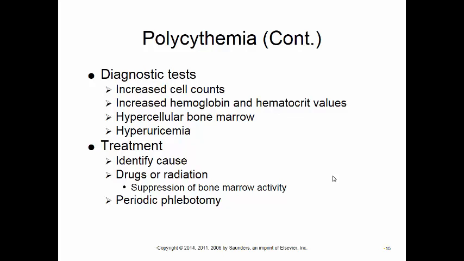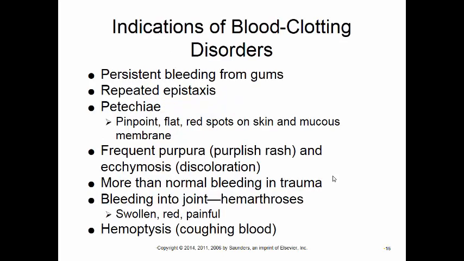Treatment: identify the cause, whether it's the bone marrow or the erythropoietin, which could indicate a tumor. You can treat with drugs and radiation, which help suppress the bone marrow activity. And also periodic phlebotomy, where we drain off some of the blood because it's getting too thick, to help bring down the amount of blood being passed through the body.